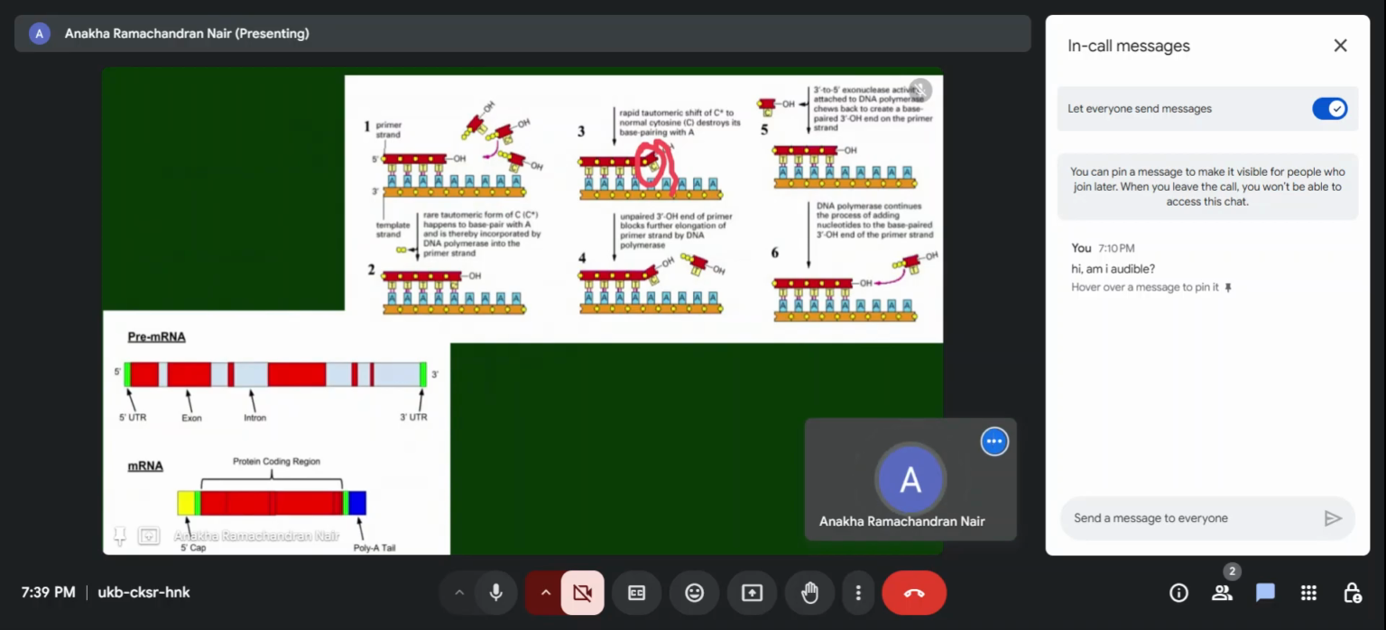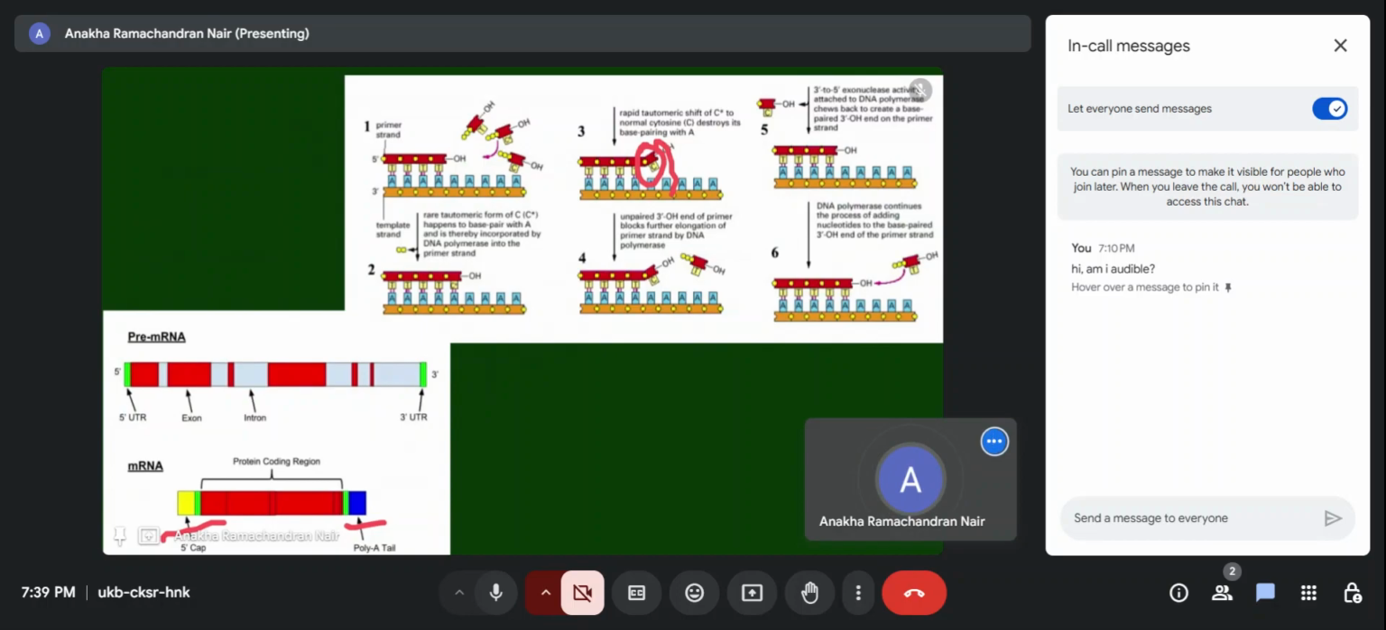RNA processing is when you have a eukaryotic pre-mRNA, and it has untranslated regions, introns and exons. The process of converting this pre-mRNA to mRNA includes removing the introns, adding the 5 prime cap and the poly A tail. That is the name for RNA processing.